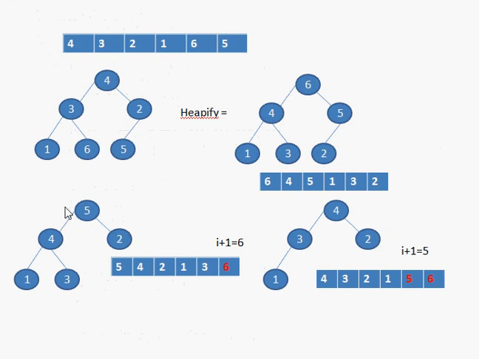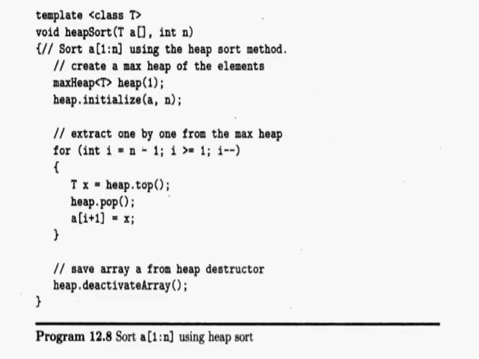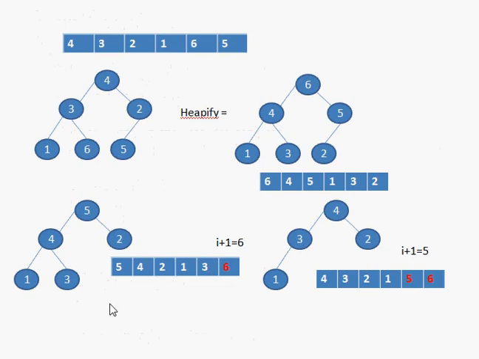After restructuring, the complete binary tree with 5 elements would look something like this, and 6 is there in the variable x. So after heap.pop, I'll be getting this as the structure. This will be the output which I'll be getting. List-wise we read it as 5 4 2 1 3.